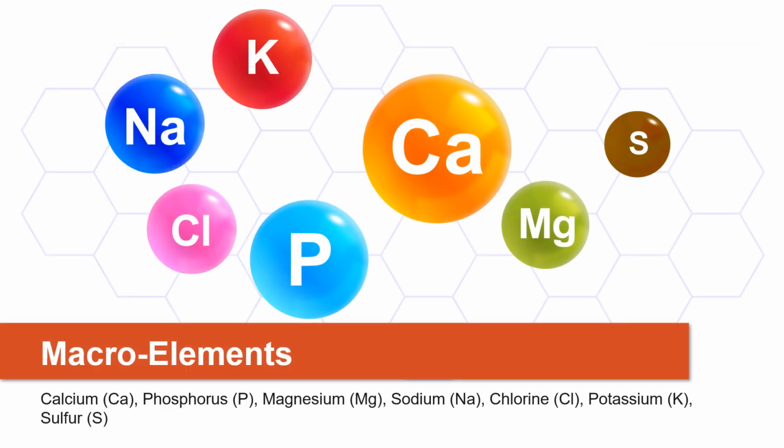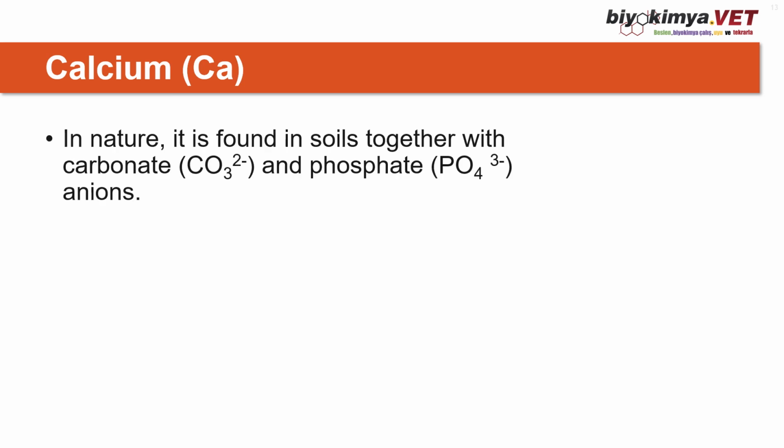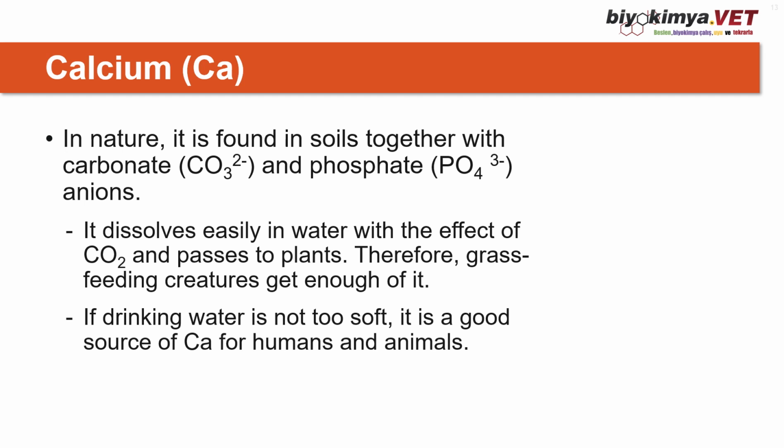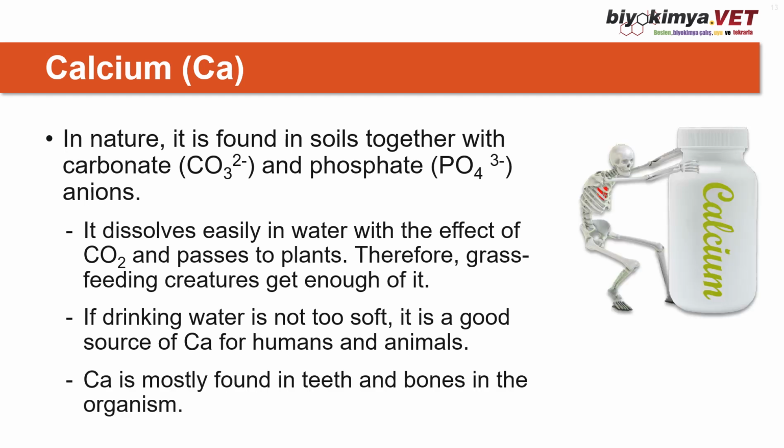So that is it for the introduction to macro elements, and we will start with calcium. In nature, it is found in soils together with carbonate and phosphate anions. It dissolves easily in water with the effect of carbon dioxide and passes to plants. Therefore, grass-feeding creatures get enough of it. If drinking water is not too soft, it is also a good source of calcium for humans and animals.